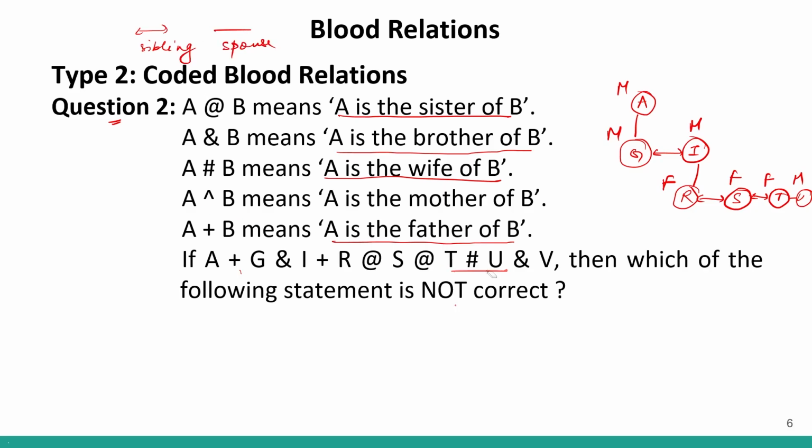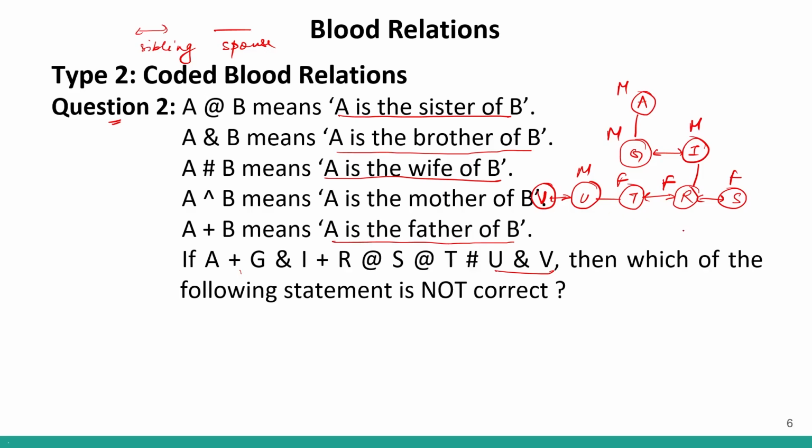Okay? Now, U and V means U is the brother of V. So U has a brother. I am drawing the bond like this. Let's say T is this side. Okay? We have T female married to U male and U has a brother V. U is the brother of V. V's gender is unknown.